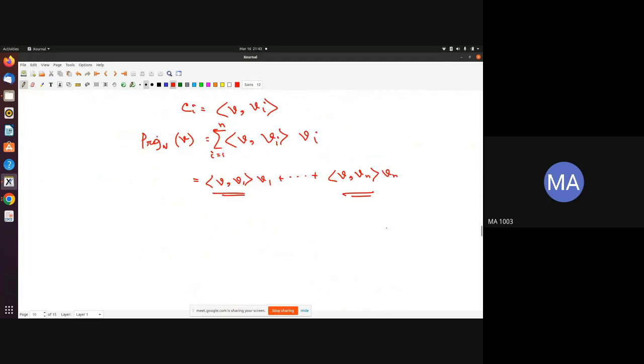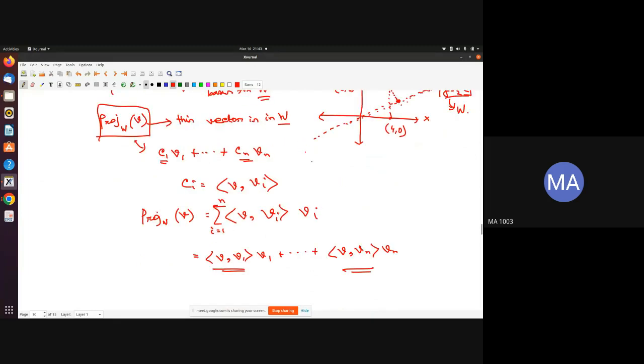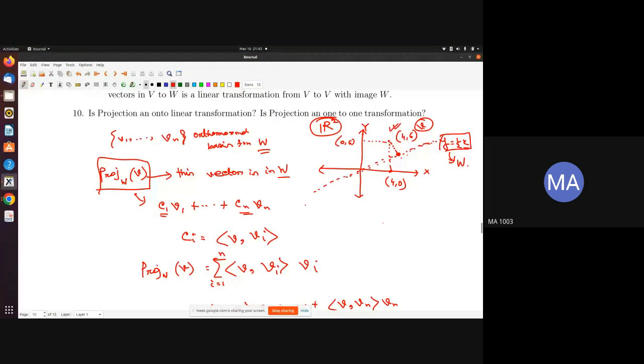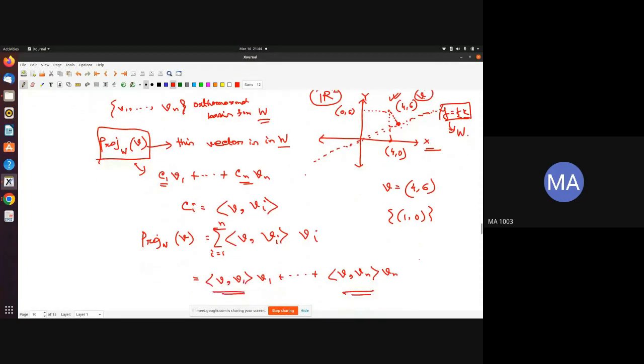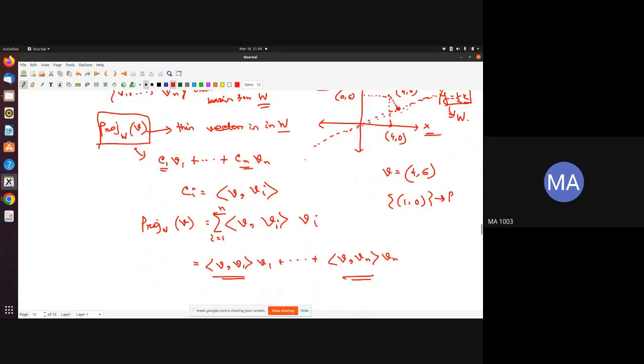Okay. Now let's check one thing. So I had 4,6. This is my vector V, 4,6. Can you give me an orthonormal basis for this subspace, the x-axis? What is the dimension of this? 1. So if I have to take 1 comma 0, this is orthonormal, right? Okay, fine. So this is my basis vector. Have you chosen this basis 1 comma 0 for the x-axis? Yeah. This is an orthonormal basis, right?